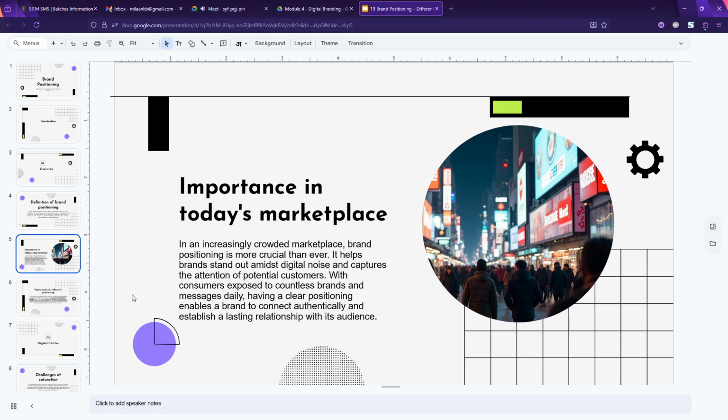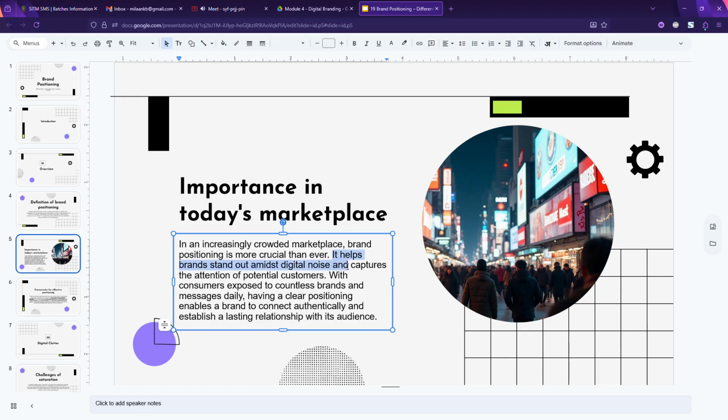Just like in this example, on this road, there are many cities like this where there will be lots of signboards, blue signboards and all. How can one signboard be different from the other? Just like in terms of signboards, we are taking it to a much higher level. We are making a brand. How can a brand be different from the others? It helps brands stand out amidst digital noise and captures the attention of potential customers.